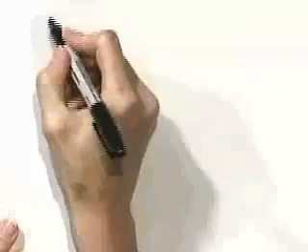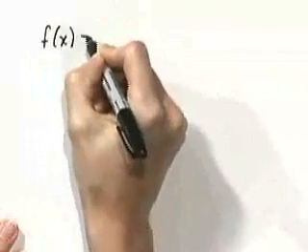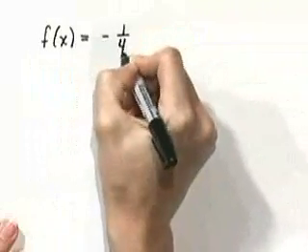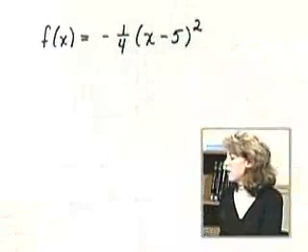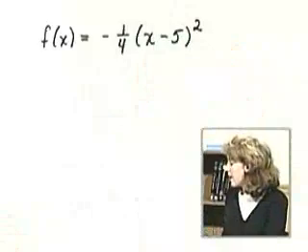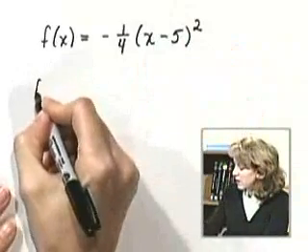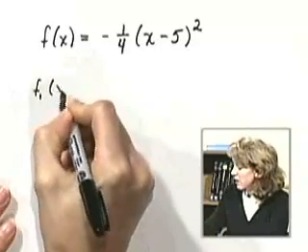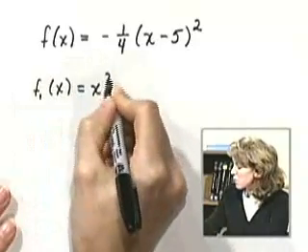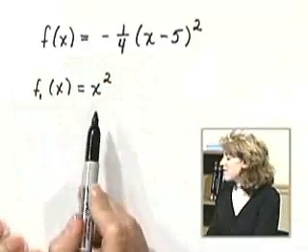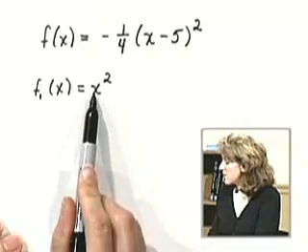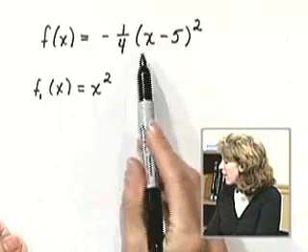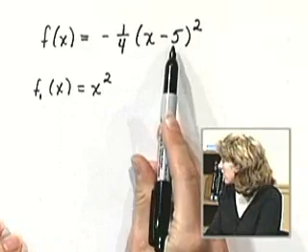Let's see what would happen to the graph of the function f of x equals negative 1/4 times the quantity x minus 5 squared. Now what we're basing this on is a graph, I'll call it f sub 1 of x equals x squared. So we're basing this on the squaring function. And what we've done is replaced the input with x minus a constant, so that's going to represent a horizontal shift.